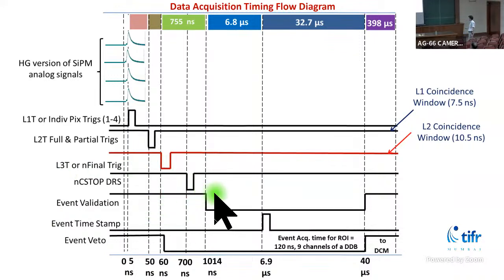For this, at the beginning, we send the event timestamp information to all the digitizer modules. And once the event timestamp information is sent, then actual digitization starts. It takes about 32.7 microseconds at 120 nanosecond region of interest cells for 9 channels of a DDV board, and it takes about 398 microseconds to transfer this data to the data concentrator module.